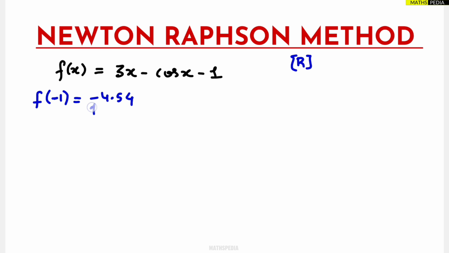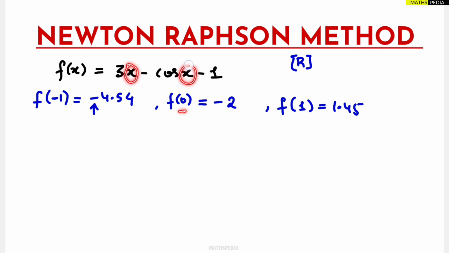Now we have to focus on the negative, since we have got one negative number. If I put x equal to 0 in the function, you get minus 2. And if we put x equal to 1, f of 1, you get 1.45. I hope you understood what I am doing: wherever x is there in the function, I am substituting first minus 1, and you can substitute any value. The thing is that you have to find out where the function is negative and positive.